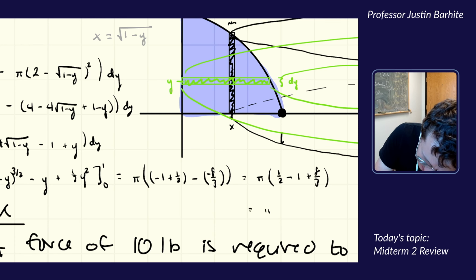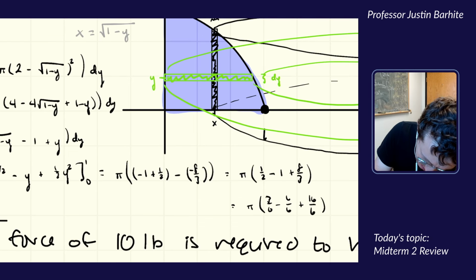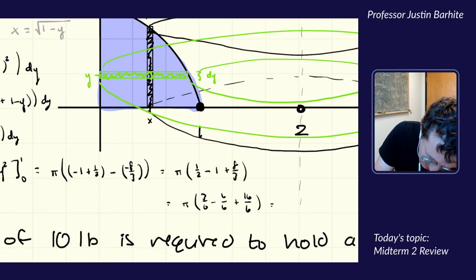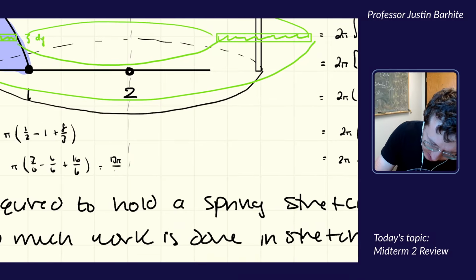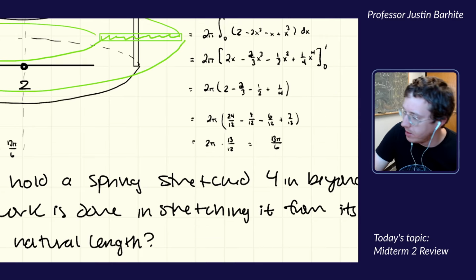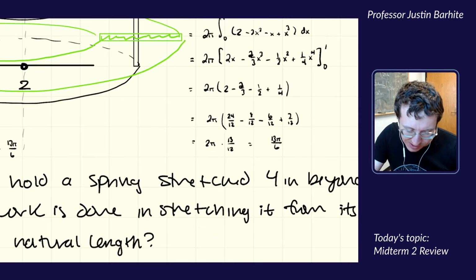Which is pi times, let's put everything over 6. That's 3 over 6 minus 6 over 6 plus 16 over 6. 16 minus 6 is 10 plus 3 is 13. So we get 13 pi over 6. Finally, that agrees with the answer from the other method. Okay, we got there eventually.